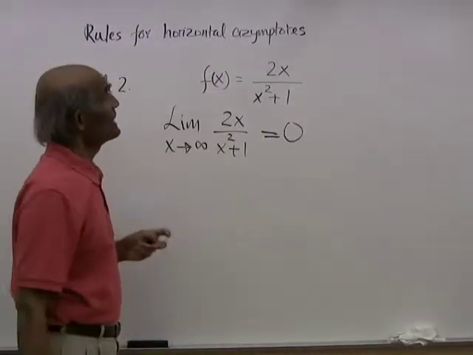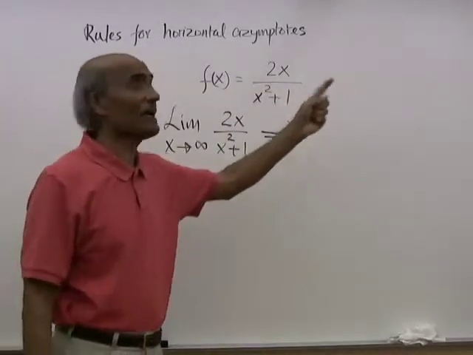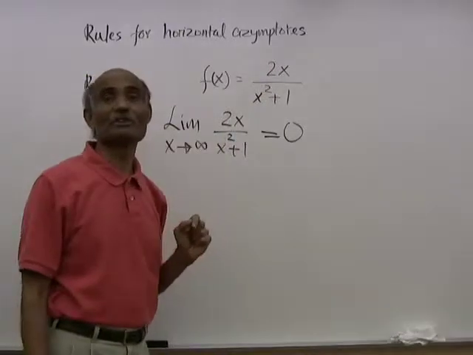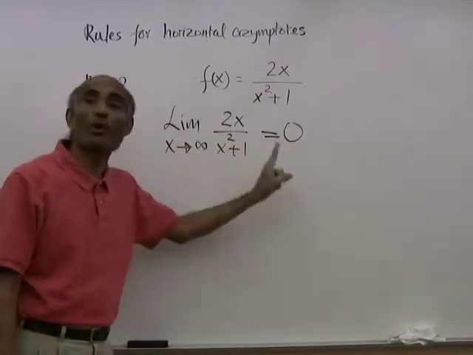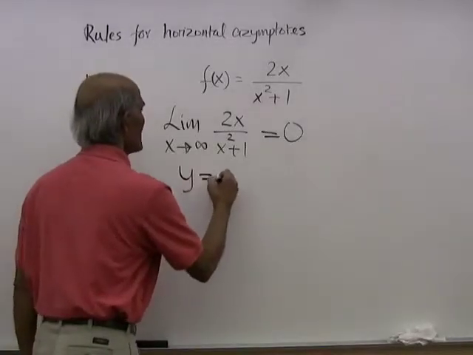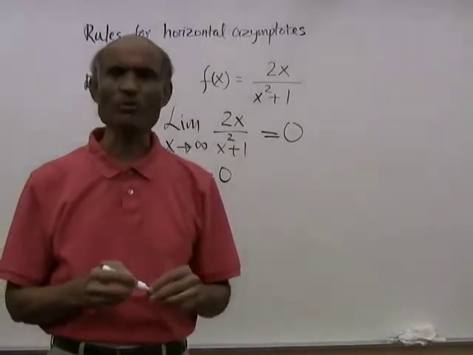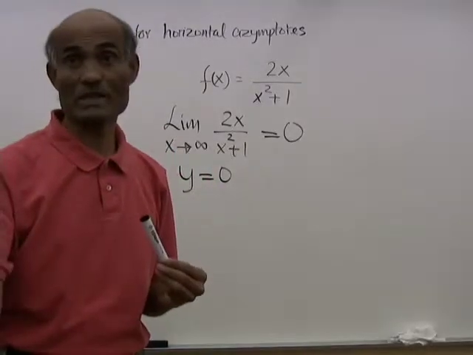That means if the degree of the denominator is higher than the degree of the numerator, then the limiting value will always be 0, and therefore the horizontal asymptote will be y equal to 0. That's a very simple rule. So we got two rules now.